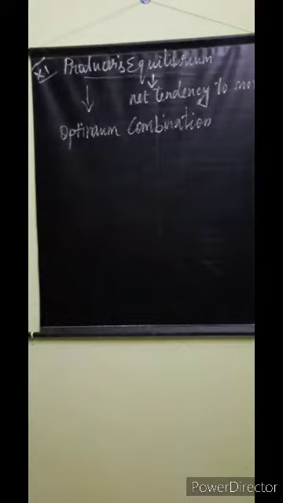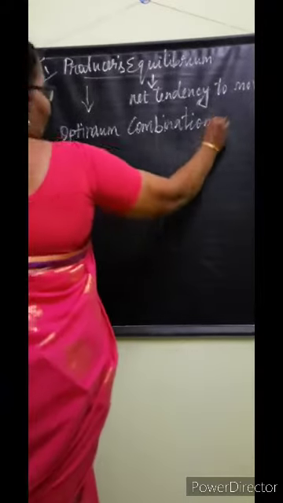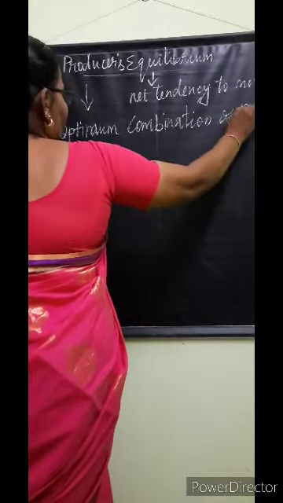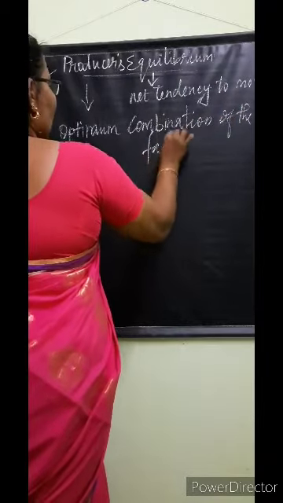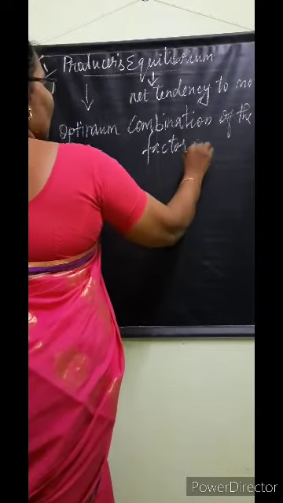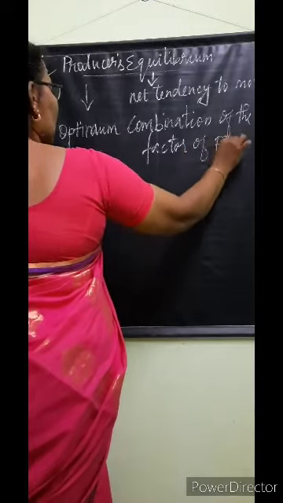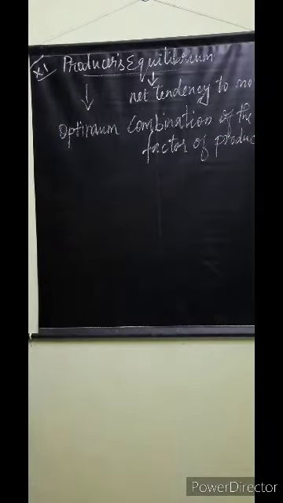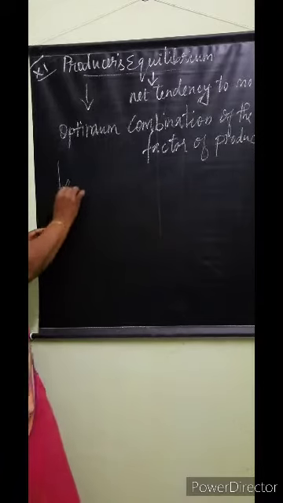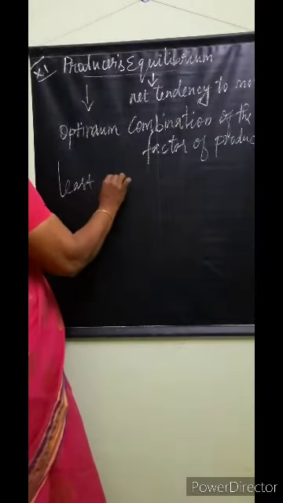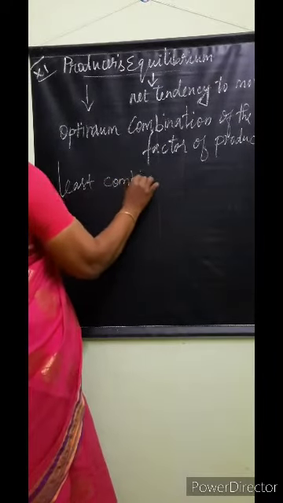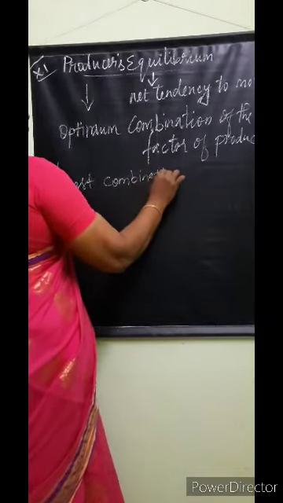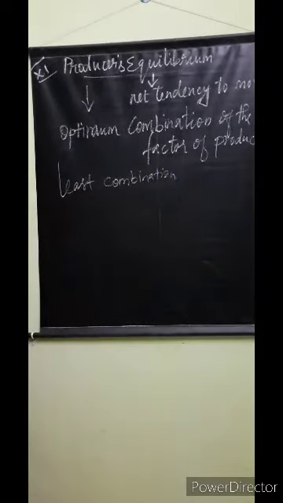While we were talking about the indifference curve, we talked about two goods. Here we are going to talk about two inputs. So the other name for producer's equilibrium is optimum combination of the factors of production, or else least cost combination of factors of production. These are the two other names of producer's equilibrium.